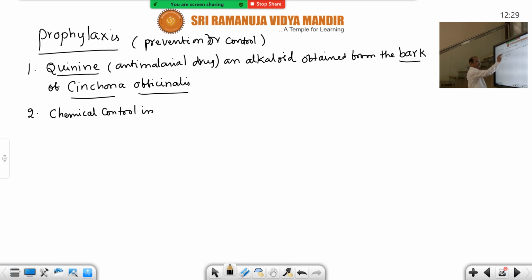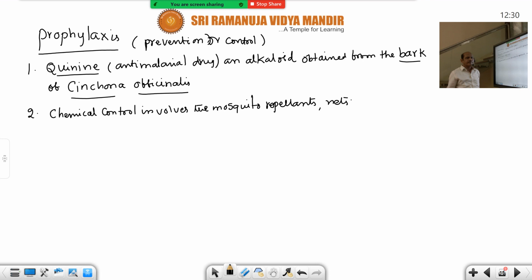This is medicinal control, the first one. Chemical control involves the mosquito repellents. You know, mosquito repellents means Good Night, Jet, All Out, tortoise coils. They are all we use. And mosquito nets also we use. Of course, mosquito nets are not that curable, but mosquito repellents work to some extent, because all the mosquitoes will not die, but will be senseless at least for a few hours, not the total night.